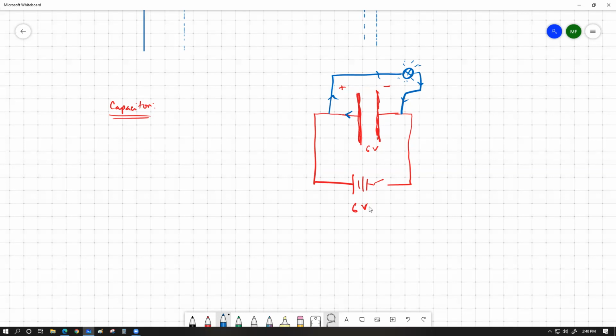A capacitor stores its electrical energy within itself in the form of atomic level deformation.